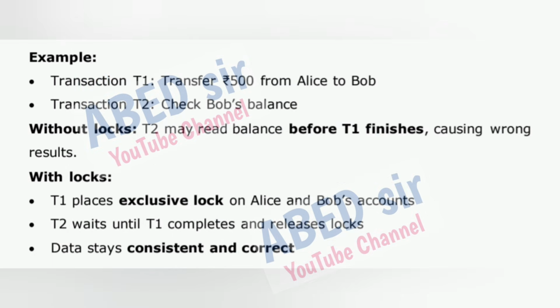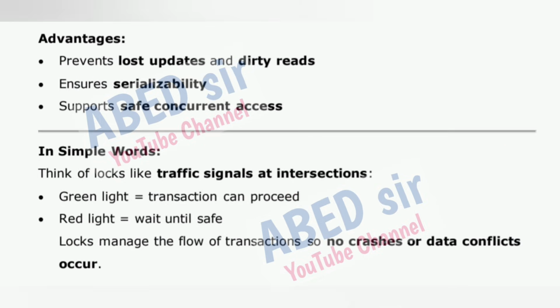Example. Transaction T1, transfer 500 rupees from Alice to Bob. Transaction T2, check Bob's balance. Without locks, T2 may read balance before T1 finishes, causing wrong results. With locks, T1 places exclusive lock on Alice's and Bob's accounts. T2 waits until T1 completes and releases locks. Data stays consistent and correct.